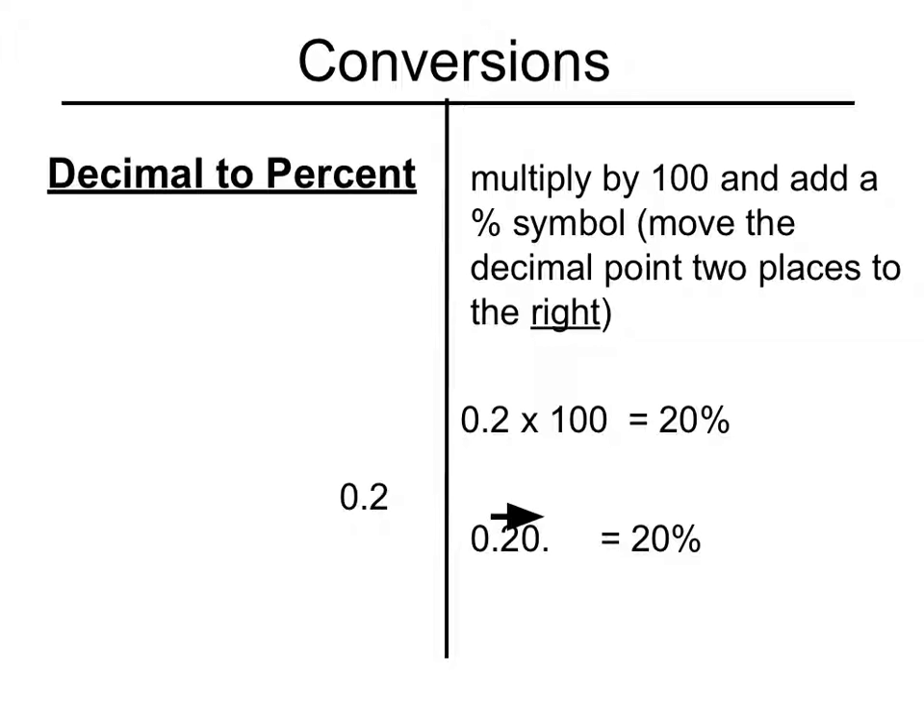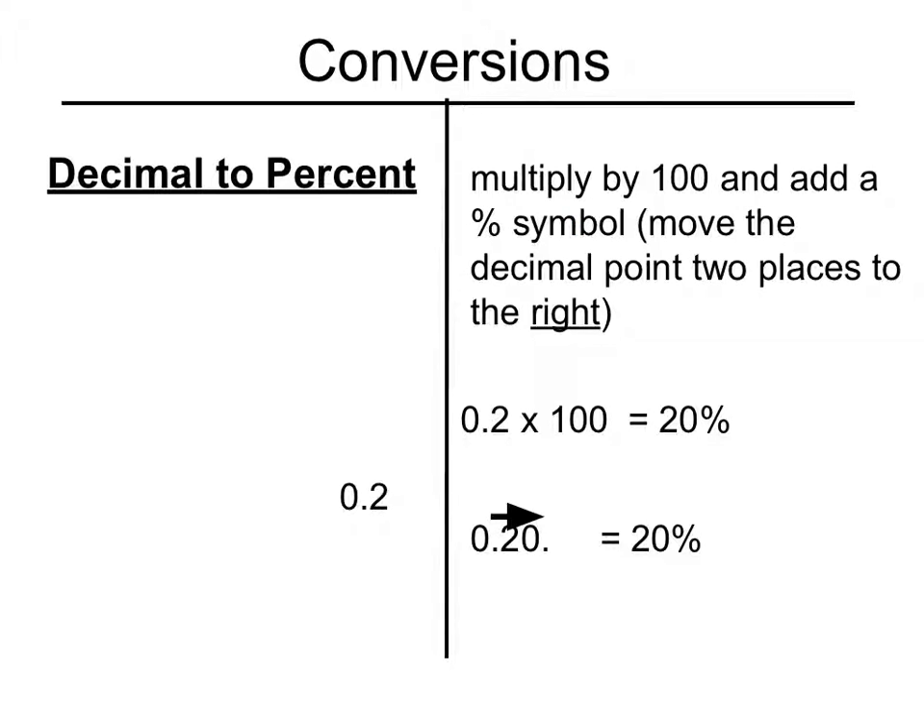To change a decimal to percent, we are going to multiply by 100 and add a percent symbol. This has the same effect as moving the decimal point 2 places to the right. In fact, moving your decimal point 2 places to the right is a shortcut to actually doing this math.